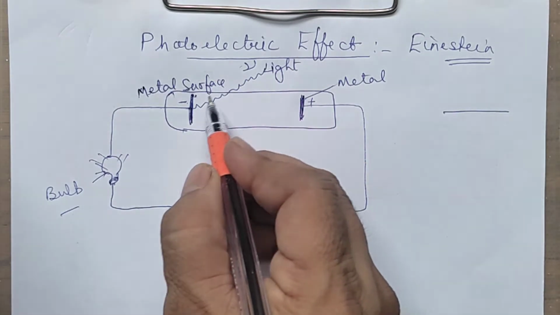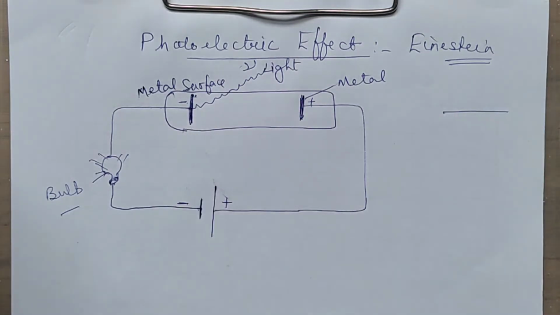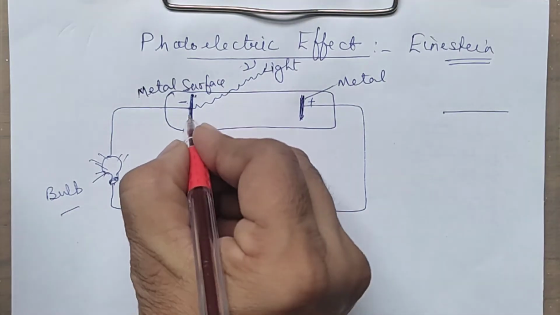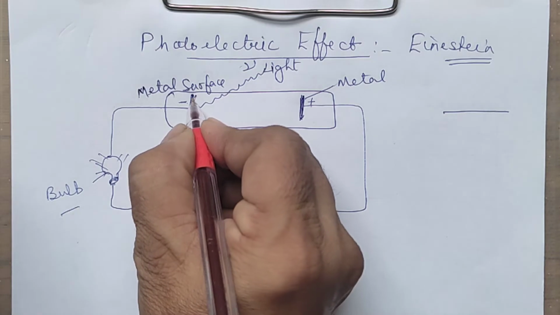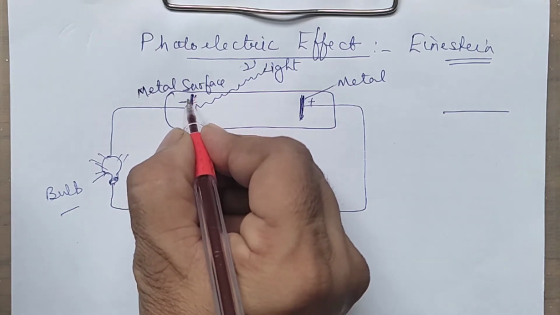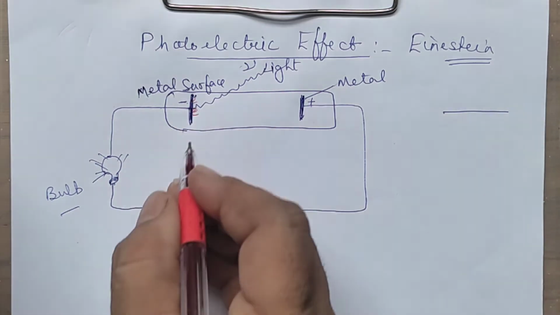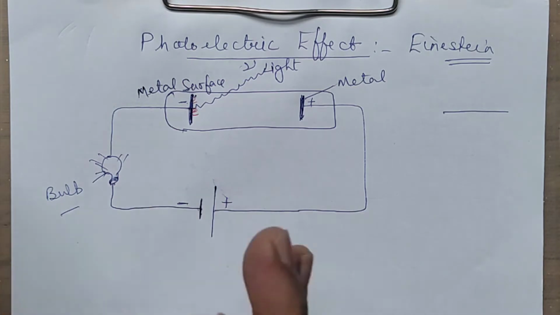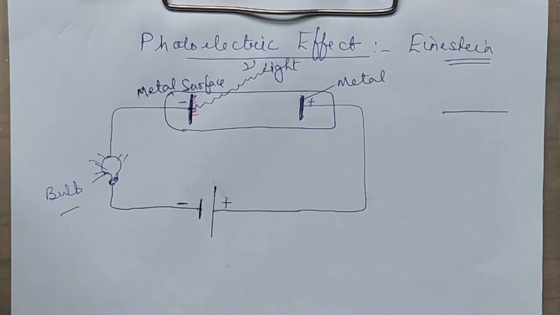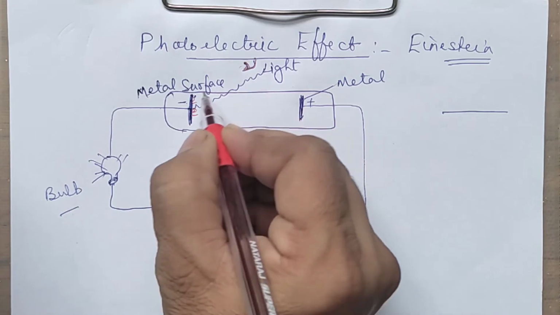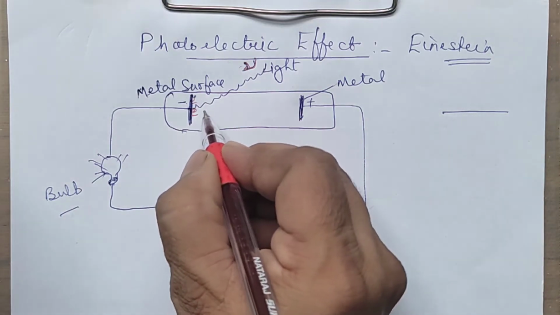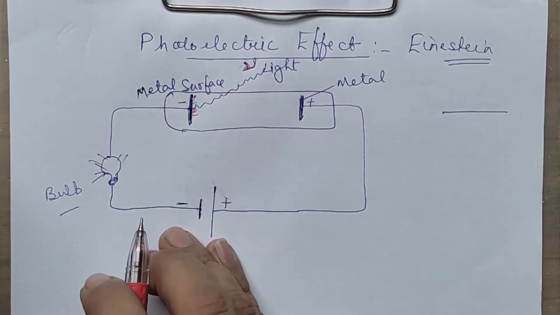So when this is falling on the surface of the metal, the electrons which are here, this metal is made up of a number of atoms on which there will be electrons, and obviously the electrons which are on the surface, not the ones which are in the core. So core electrons will not participate, only the surface electrons. So when light of certain frequency nu falls on the surface of the metal, the electrons are ejected.